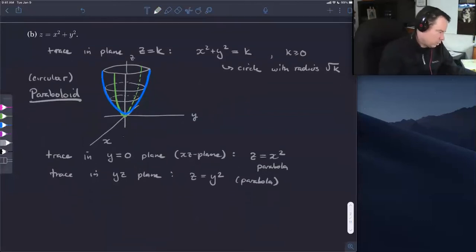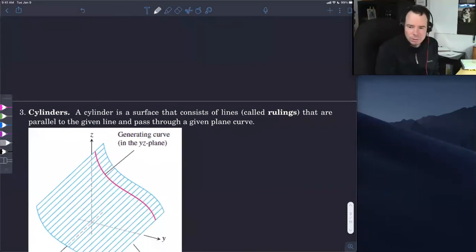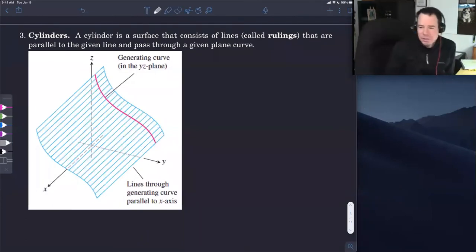Now, in the case where a variable is missing, you get what's called a cylinder. So a cylinder, here's our definition of a cylinder. It's just a surface that consists of lines called rulings that are parallel to a given line. So it's just a bunch of parallel lines that are all sort of stuck together, and that's what a cylinder is. The cylinder can be generated by a particular plane curve. So that's that red curve there that's drawn. And then we look at all these lines that pass through it that are parallel to each other, and that generates a surface called a cylinder.